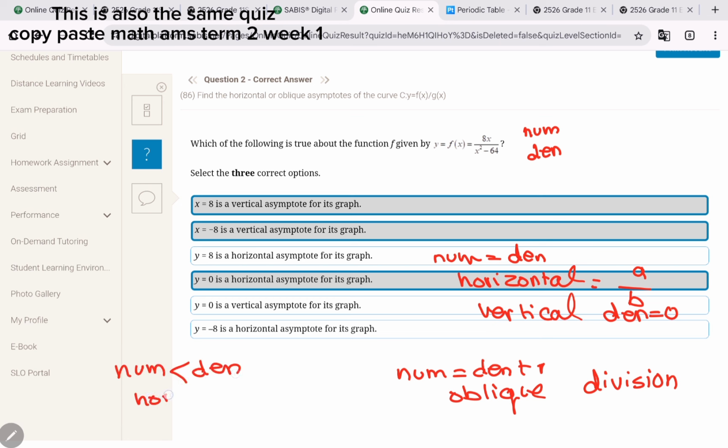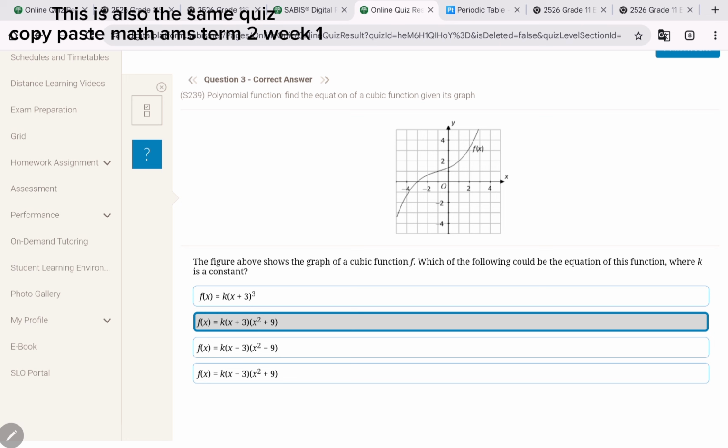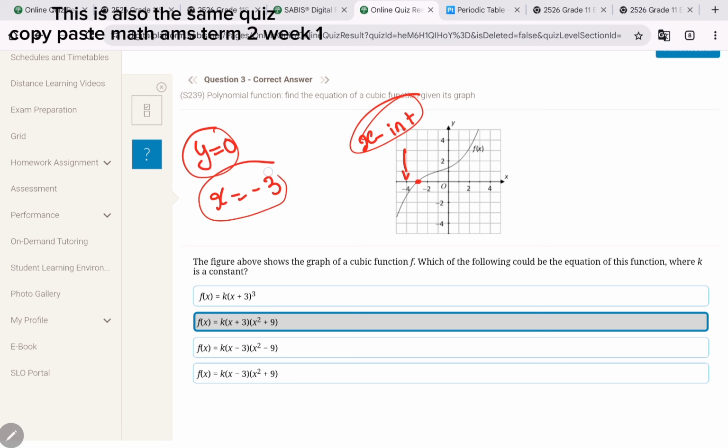So this is how we answered question number 2. We'll move on to question number 3. Okay, the figure above shows the graph of a cubic function f. Which of the following would be the equation of this function where k is a constant? Very simply, look what we need to do. We need to look at our graph and we see this point over here. This point is our x-intercept. What does this mean? This means when my y is equal to 0, my value for x is going to be this, which is minus 3.